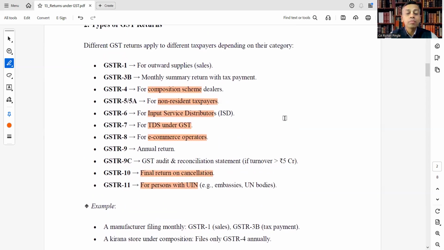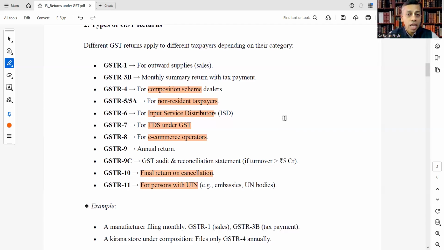So these are the types of GST returns based on the taxpayers depending on their category. GSTR 1 for outward supplies, that is sales. 3B, monthly summary return with tax payment. GSTR 4 for composition scheme dealers. For non-resident taxpayers, GSTR 5 and 5A. For ISD, input service distributor, GSTR 6. For TDS under GST filers, GSTR 7. For e-commerce operators, GSTR 8.